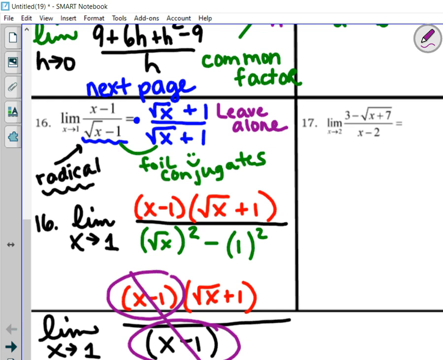Bam. What's the value of my limit? 2, right? Because I'm going to take root x as x approaches 1, and I'll get 2. So we FOIL the conjugates, but the non-conjugates, we let them sit next to each other, hoping something is going to cross out.